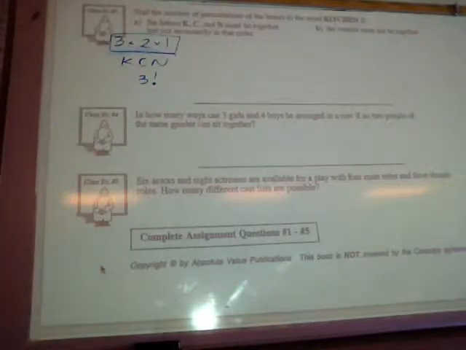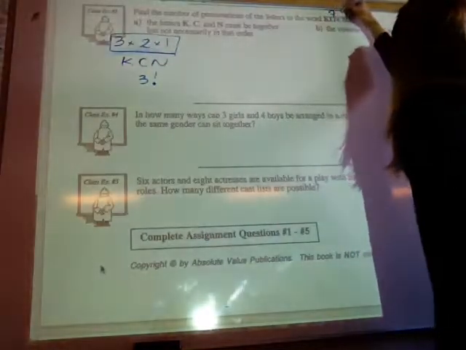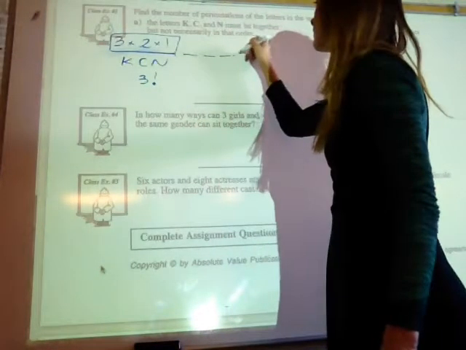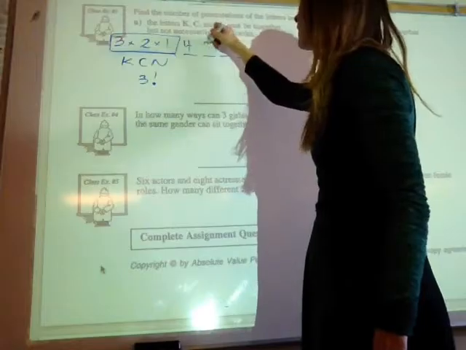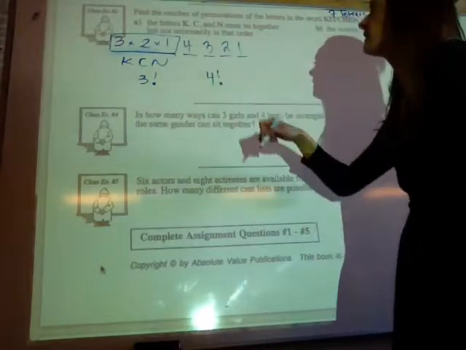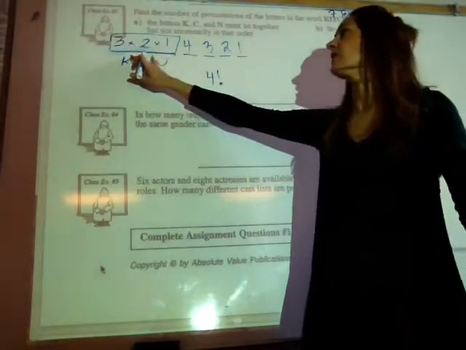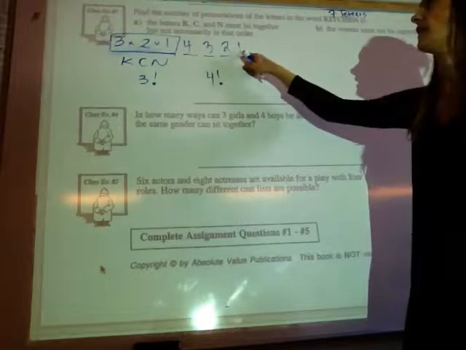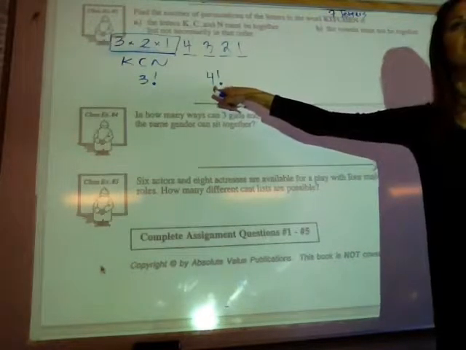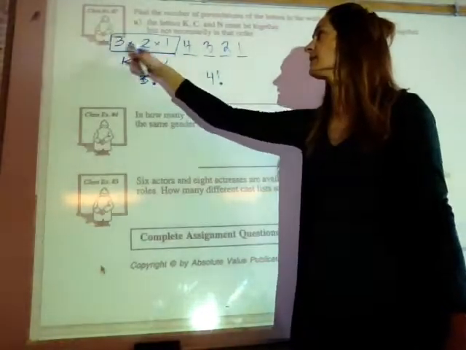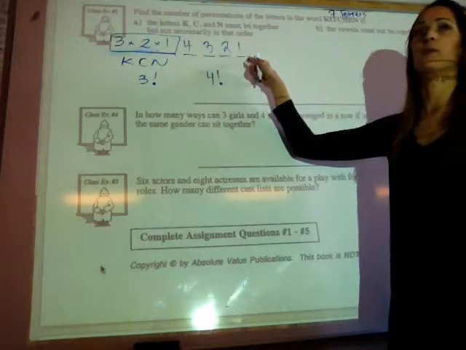Now how many letters do we have in kitchen? 7 letters. So that means we have 1, 2, 3, 4 spaces left. So 4, 3, 2, 1. That's pretty much like 4 factorial, right? But how many ways could I arrange KCN and the remaining letters? 1, 2, 3, 4, 5. So rather than putting 4 factorial, I'm going to put 5 factorial, because KCN can take the 1st place, the 2nd, the 3rd, the 4th, or the 5th.